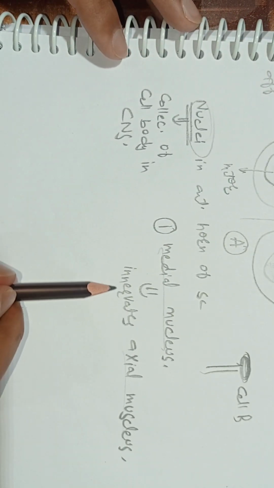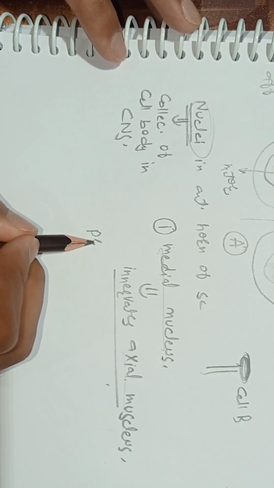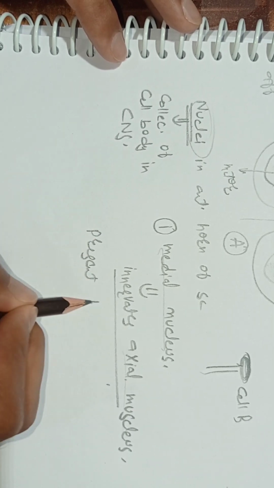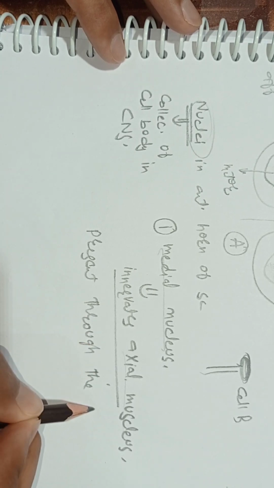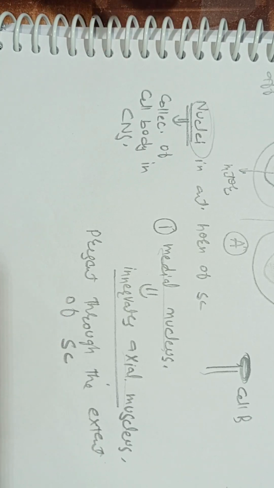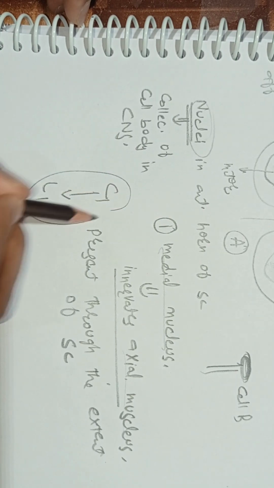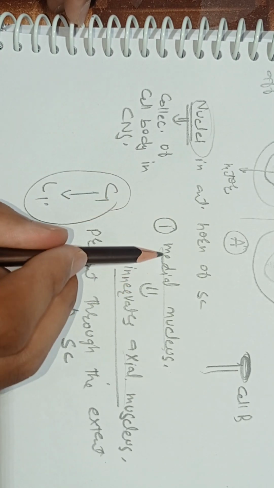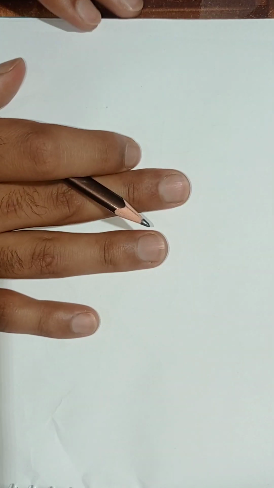What is the function of this medial nucleus? It innervates axial muscles, and it is present throughout the extent of the spinal cord. We know the spinal cord extends from C1 to L1. Throughout this extent, C1 to L1, the medial nucleus is present.